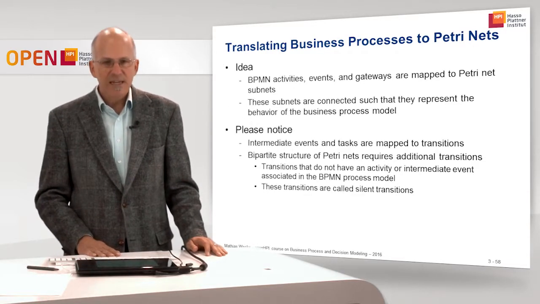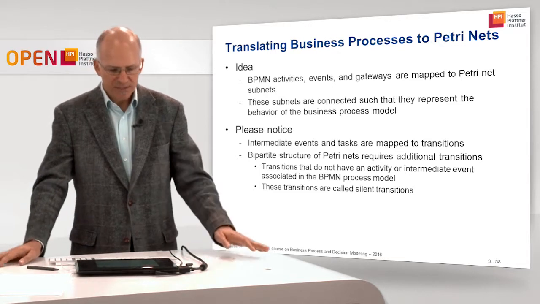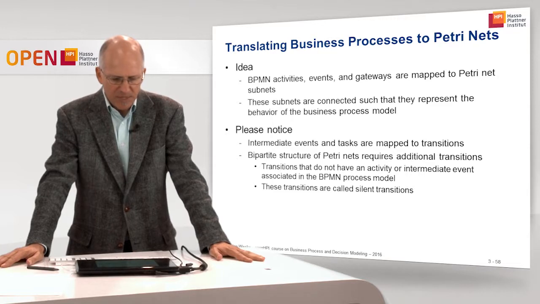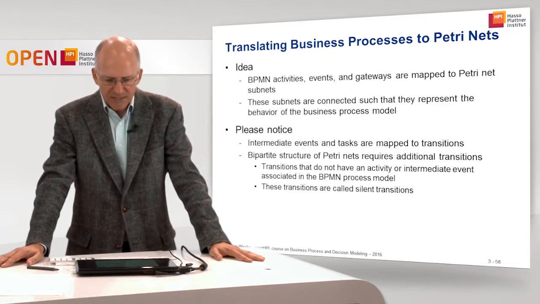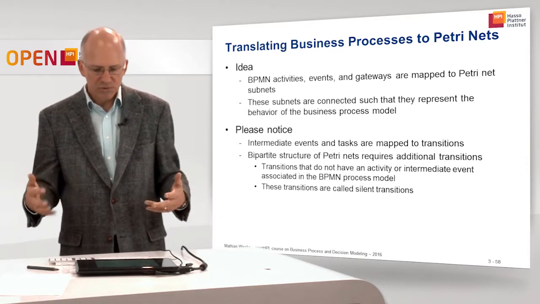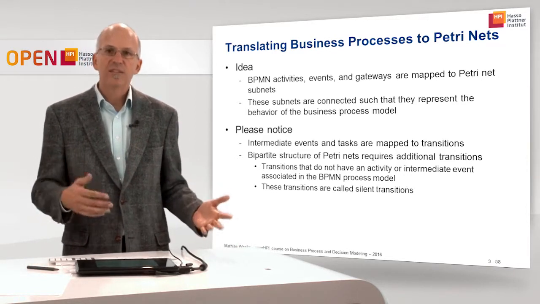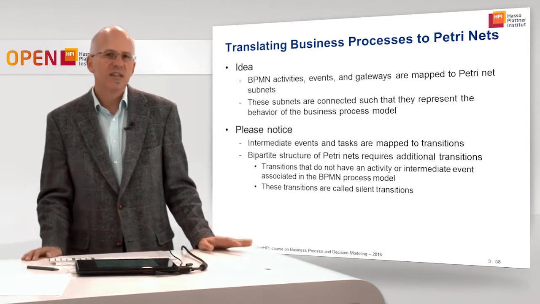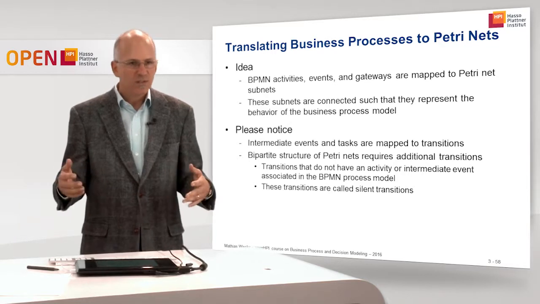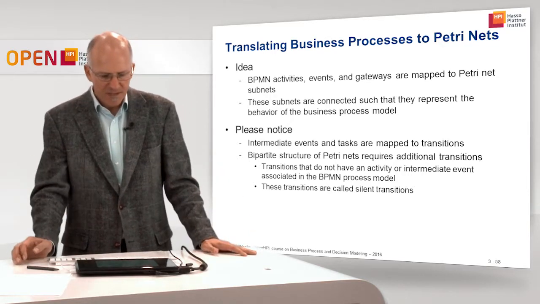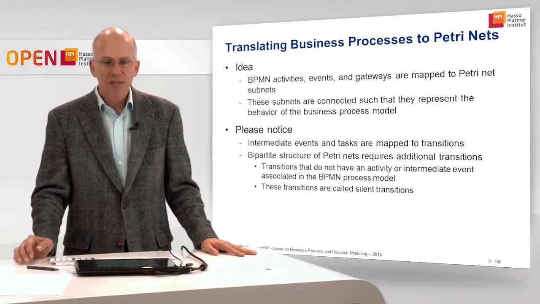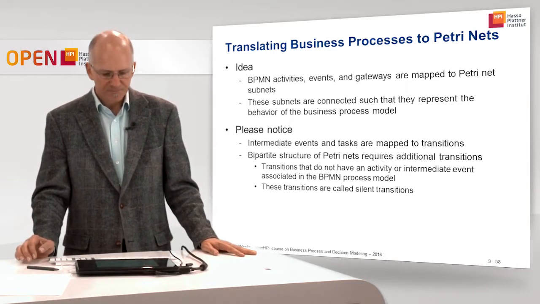So how can we translate BPMN process models to Petri nets? The idea is we take BPMN activities, events, and gateways and map these to Petri net subnets, using the structures, places and transitions, we learned from Petri nets. In the example, we did that already. We had the activities, and then we had the transitions for checking an order, something like that. These subnets are connected such that they represent the behavior of the business process model.